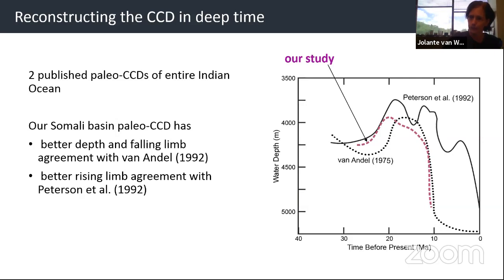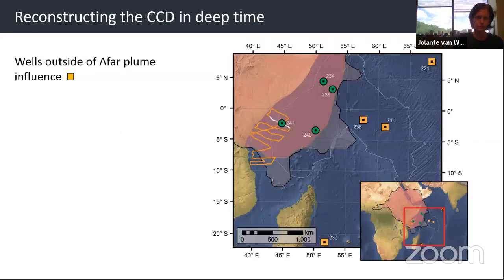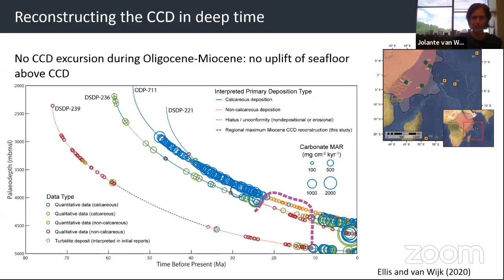So now we have all the ingredients available to do our dynamic swell reconstruction. So up to the results. I will first show you the results of the 4 wells that are outside of the Afar plume influence, indicated here with the yellow squares. What do they show? They all show that the seafloor was not uplifted here above the paleo CCD at any point in time. So in other words, there was no apparent CCD excursion.